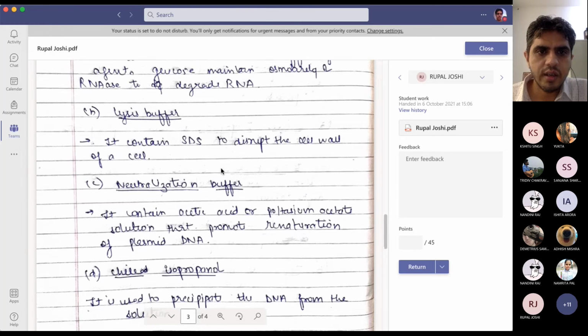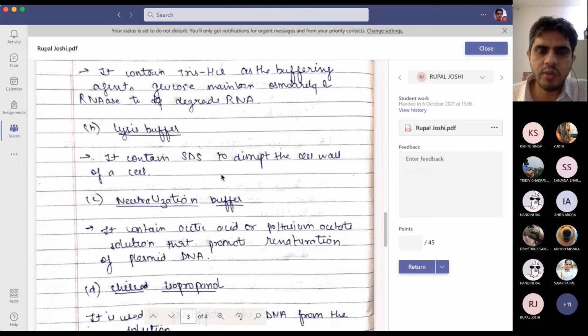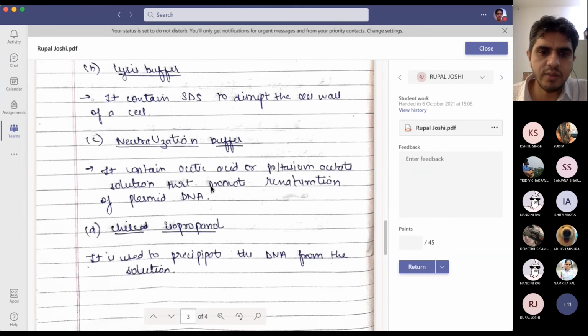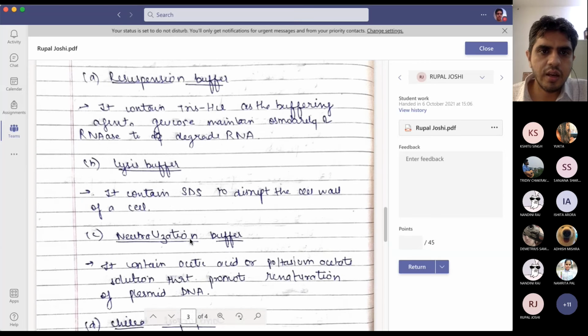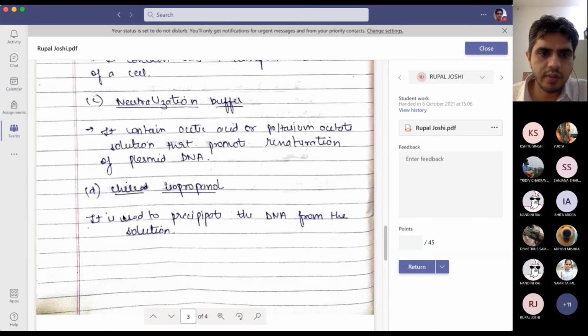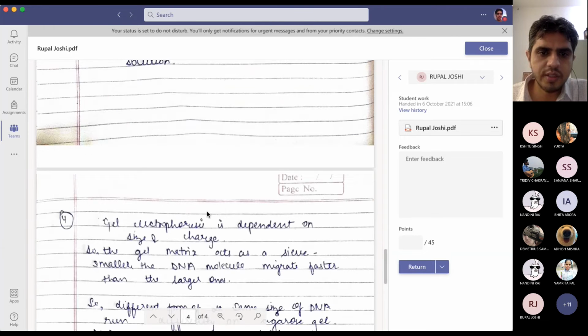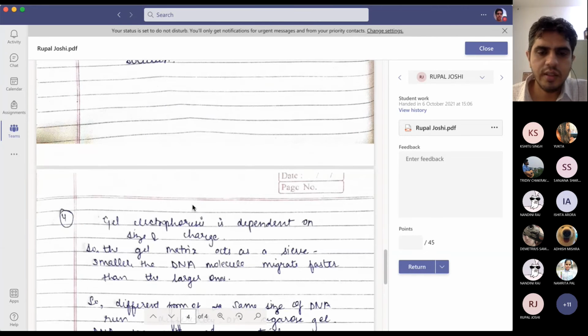Yes. And what about the lysis buffer? It also contains one more component, NaOH. We didn't write that one. Okay, so this thing. Isopropanol precipitates the DNA. So 2.5 for this. Rupal, keep on counting.